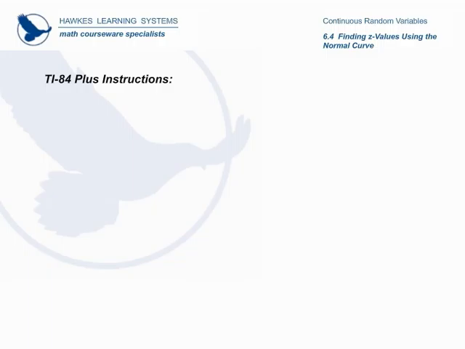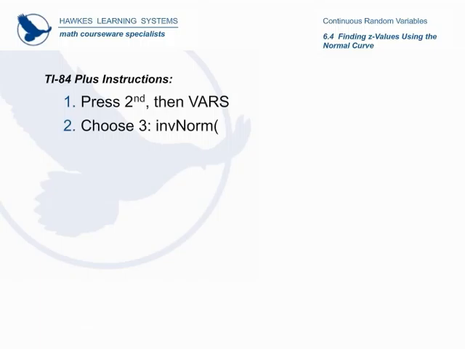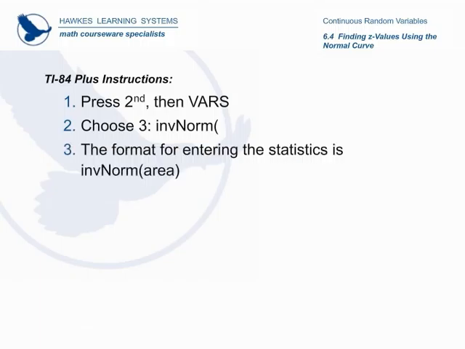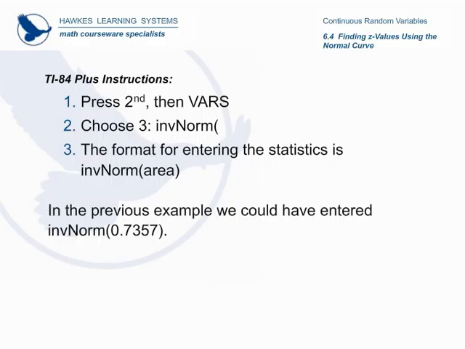Using our technology, our TI-84 Plus, let's see what instructions we would follow. Press our second key, then vars. Choose 3, invNorm, open paren. The format for entering the statistics is invNorm, open paren, area, close paren. In the previous example, we could have entered invNorm, open paren, 0.7357, close paren.